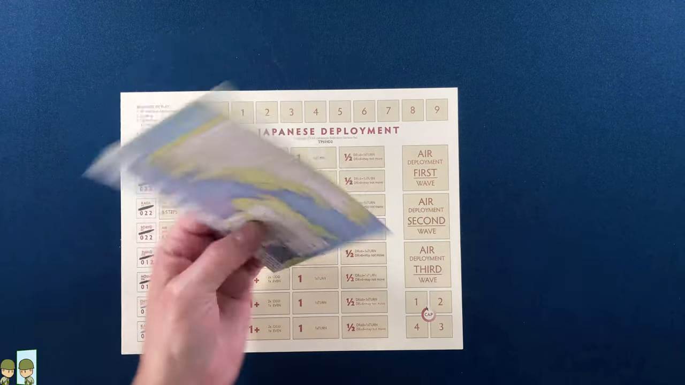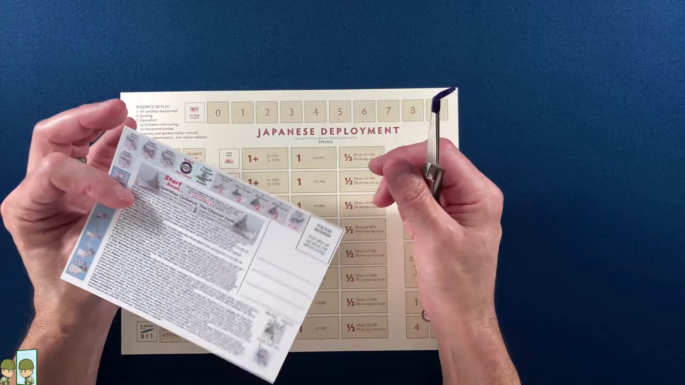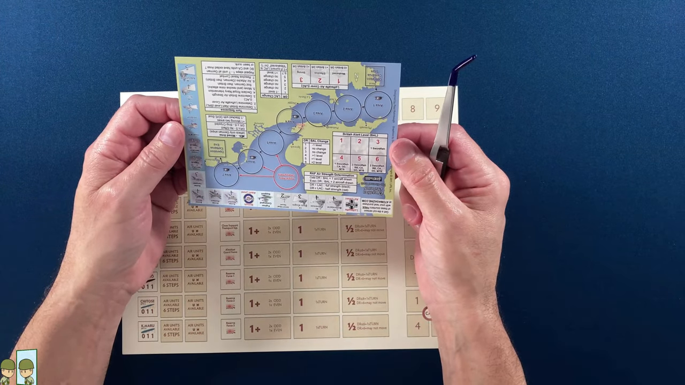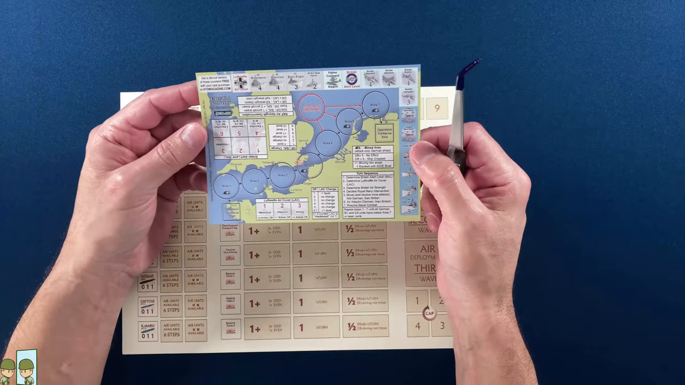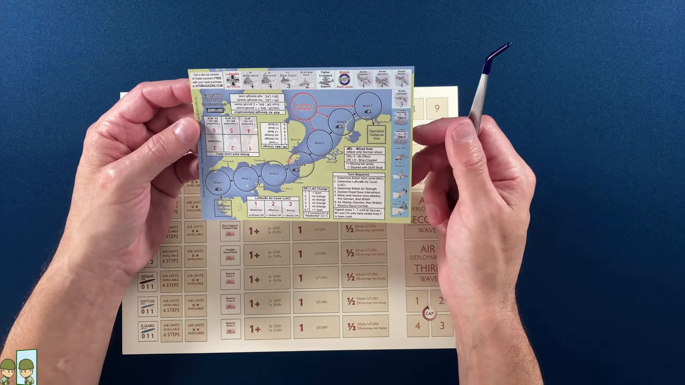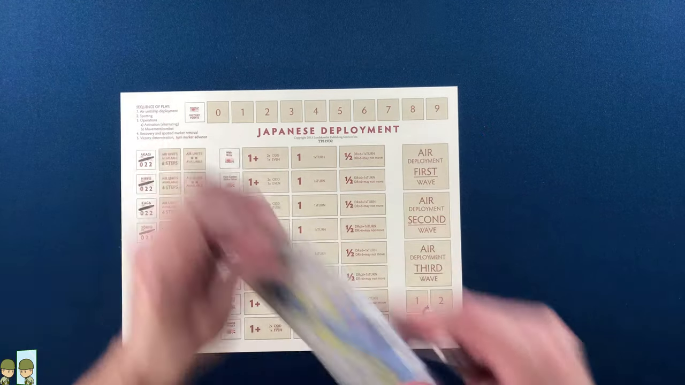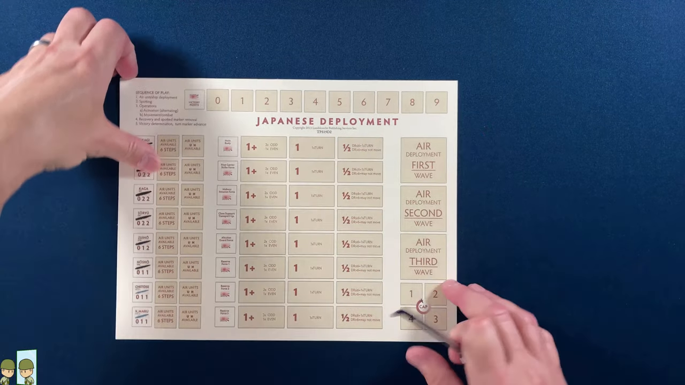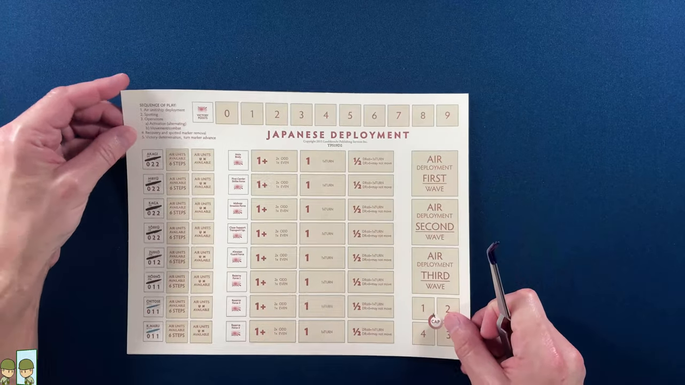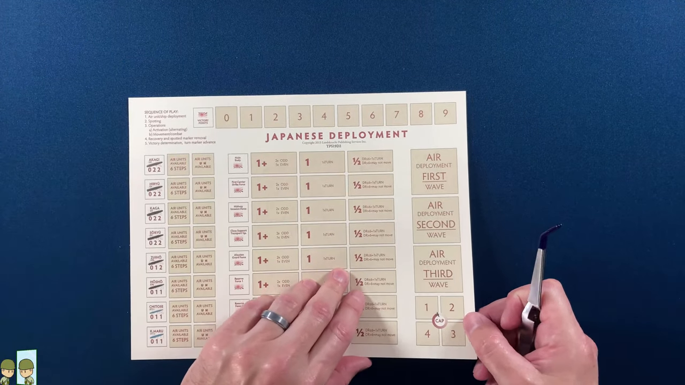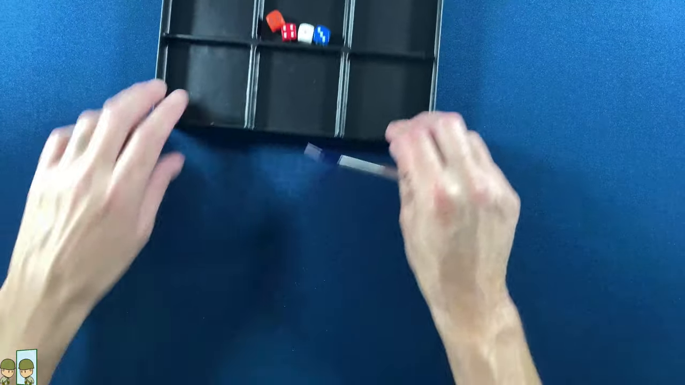And then what do we have here? This looks like a... What in the world is that? I guess it's an advertisement for another game. It's upside down, so that's not helping any. Okay, that's just another advertisement. And then finally, we have a Japanese deployment sheet. And if you recall, we had one for the American side. So not surprising there.